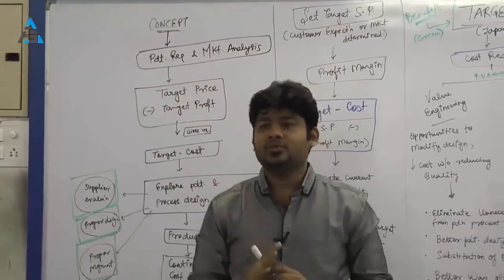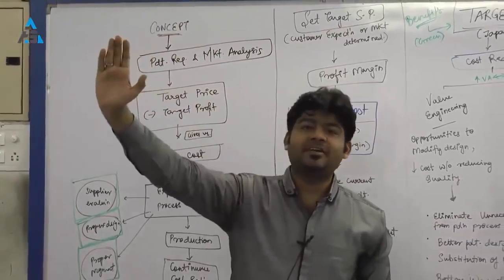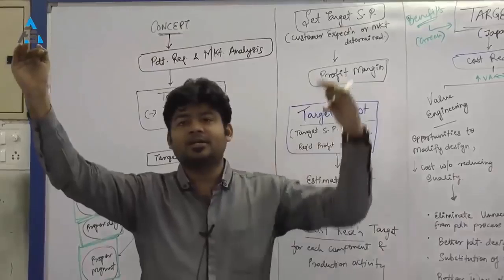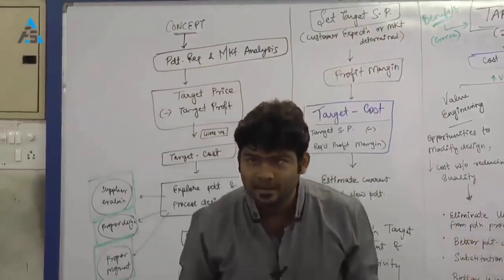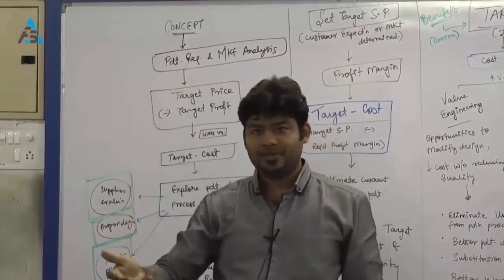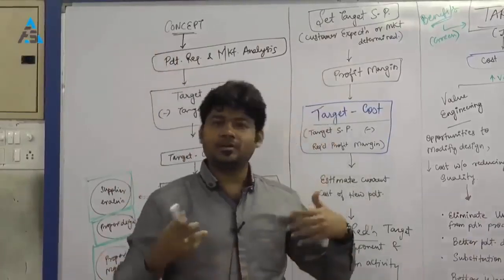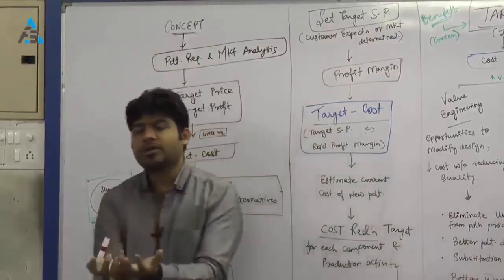What is a target? I have thought that I want 75 marks in costing. That is my target. How much will I get? Either 80 or 60 or 20 is the reality. But you have to keep some target, right? So that is the way even companies approach their product costing.